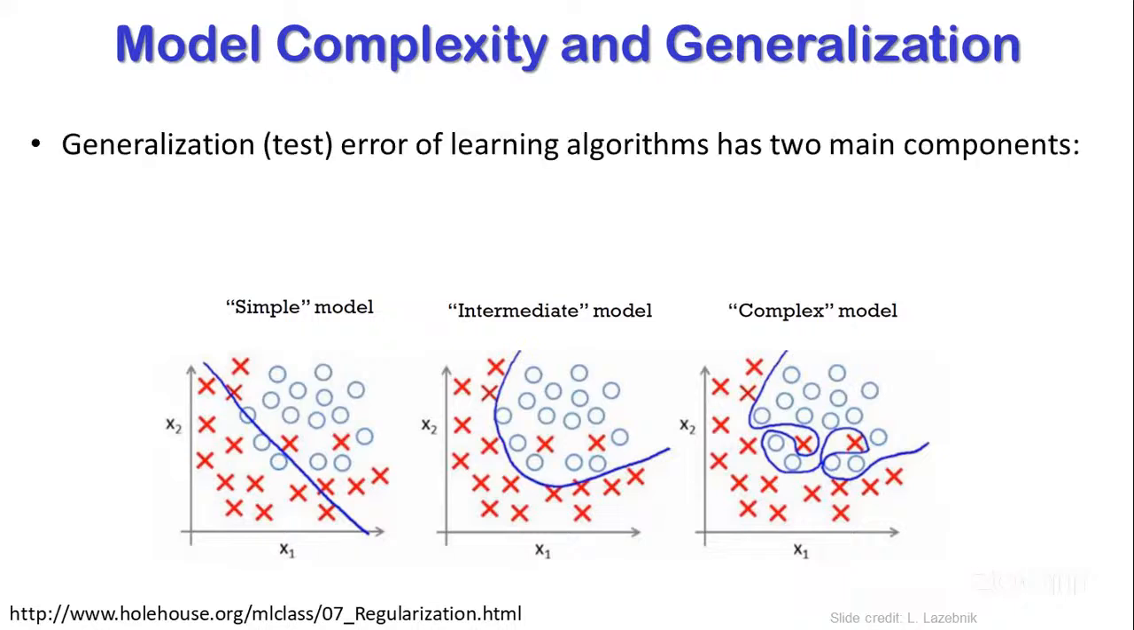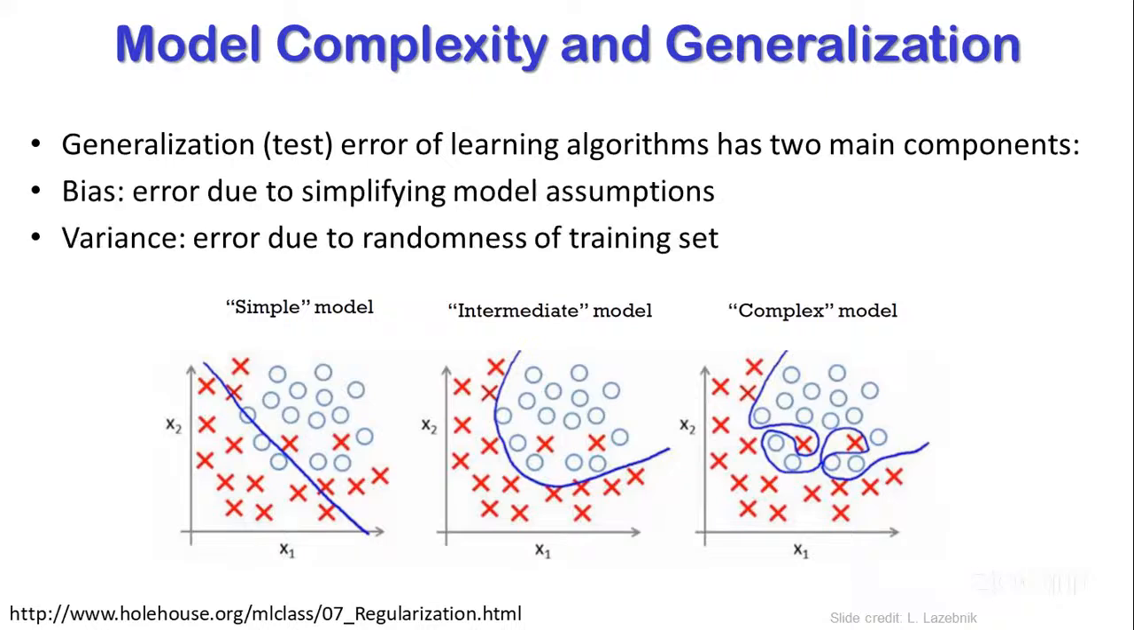So here, let us know that the generalization or test error of your learning algorithm has two main components, right? One is bias, another is variance. There are so many terms I am introducing to you, and you are supposed to know all these terms in order to successfully implement or understand deep neural networks, right? So here bias is nothing but error due to simplifying model assumptions, right? You have a very simplified assumption, and that is how your model is not that good. But what is variance?